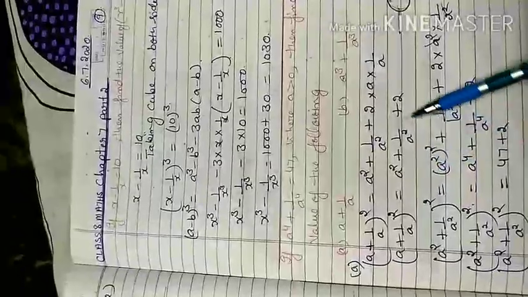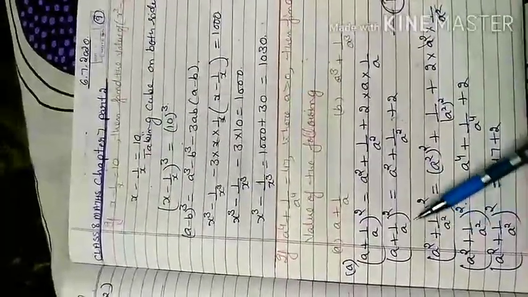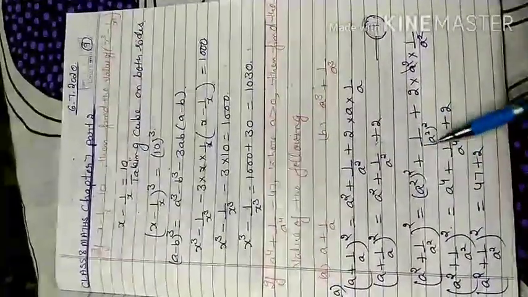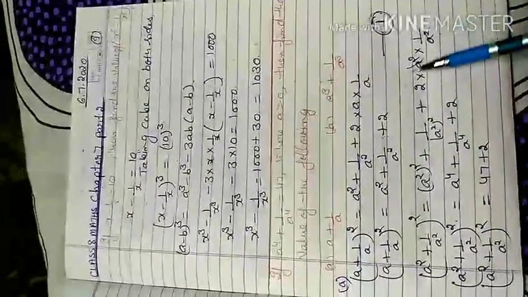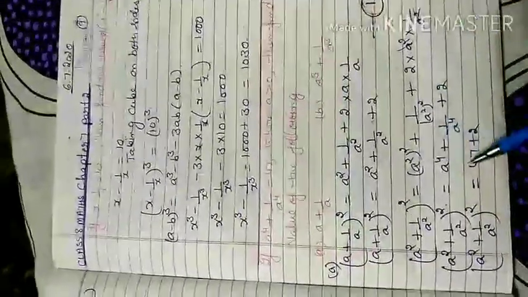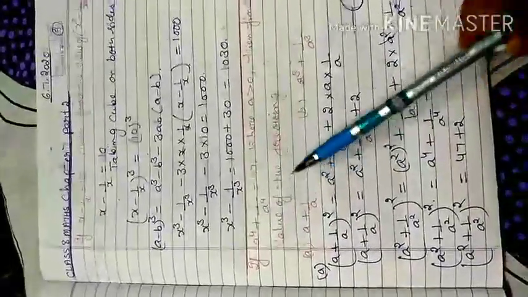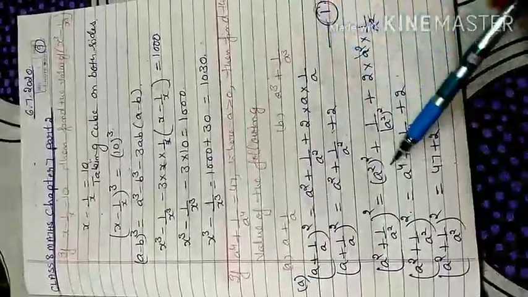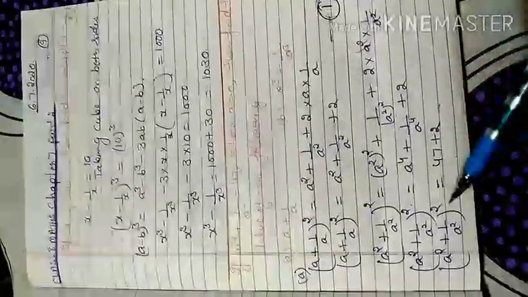So for this I just pick this value. To find it, I take a square plus 1 by a square whole square, that is equal to a square square plus 1 by a square square plus 2 into a square into 1 by a square. The a square is cancelled. This gives a4 plus 1 by a4 plus 2, but I have the value of a4 plus 1 by a4 as 47. I just replace it: 47 plus 2 gives me 49.